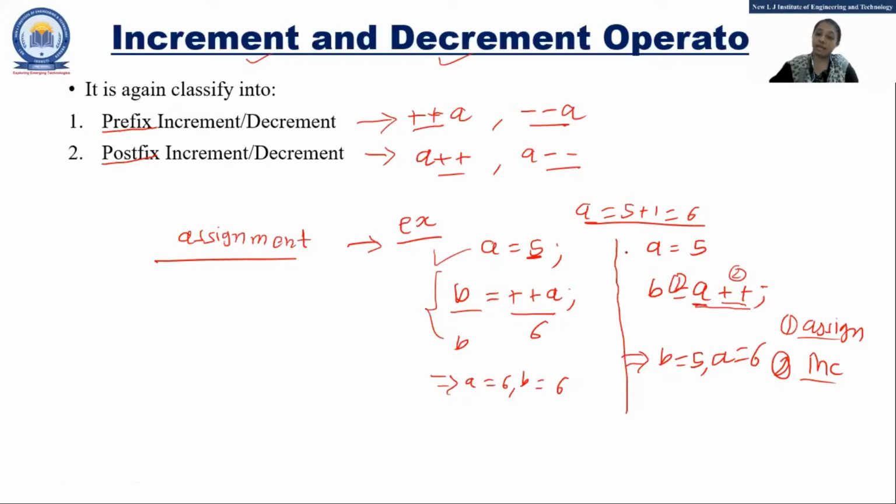So there is a difference between prefix increment and postfix increment. In prefix, it will first increment and then assign, while in postfix, it is first assignment and then increment. And why it is like this will be clear at the end of the session.